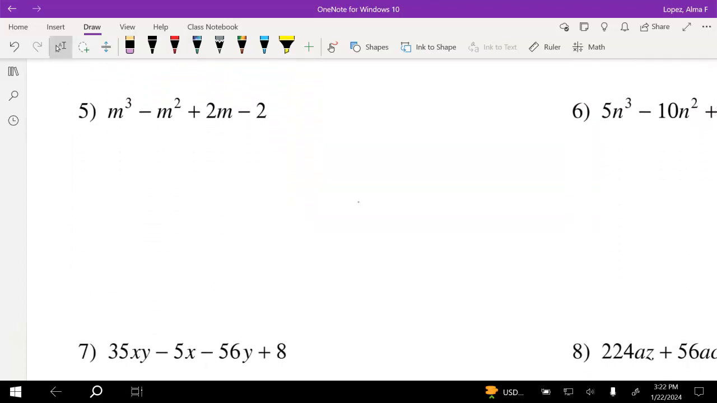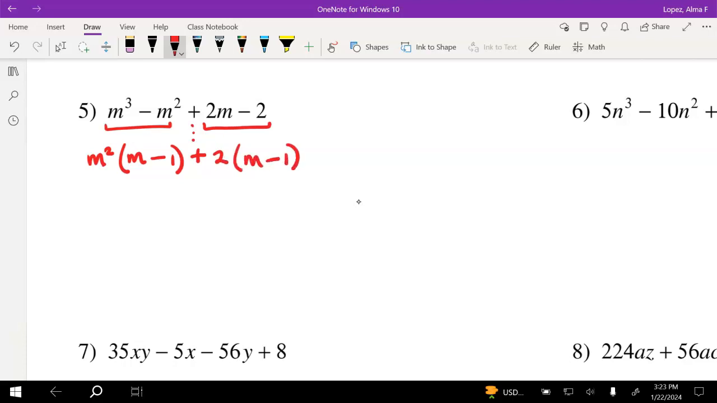On number 5, there is nothing in common all the way across, so I'm going to start off by making this into 2 groups. The first 2 terms have an m squared in common, and when I factor it out of the first term, it's going to leave behind an m. When I factor the m squared out of the second term, it's going to leave behind a negative 1. I'm going to bring down the plus sign between the 2 groups, and then look for the greatest common factor in the second group. 2m and negative 2 have a 2 in common. When I factor it out, it's going to leave behind an m minus 1.